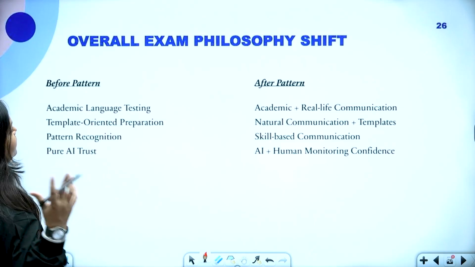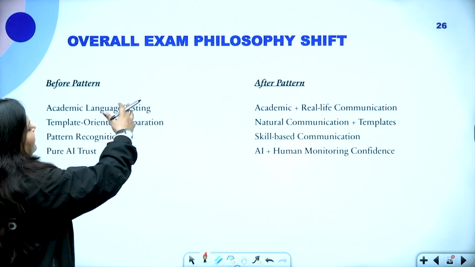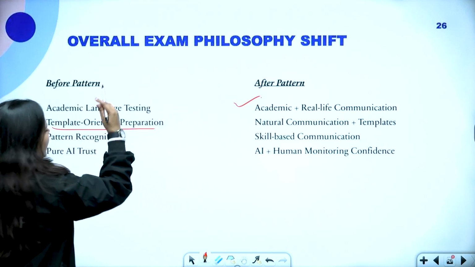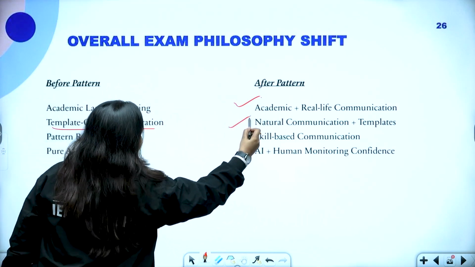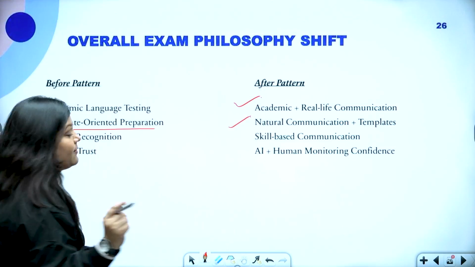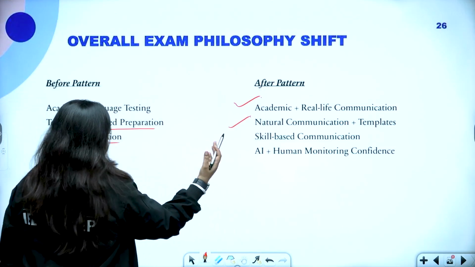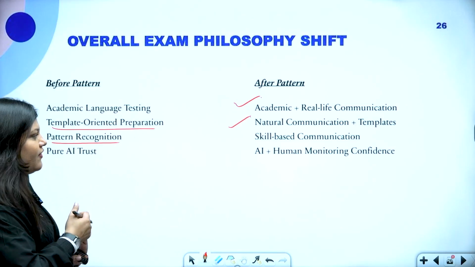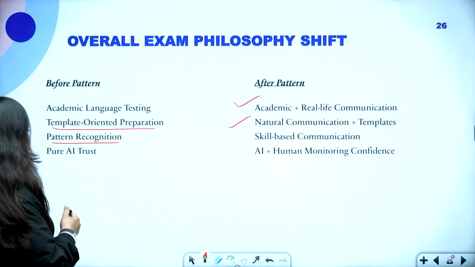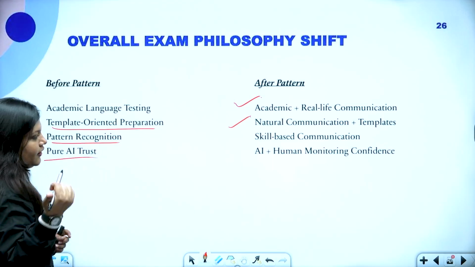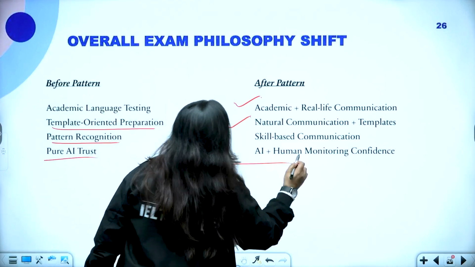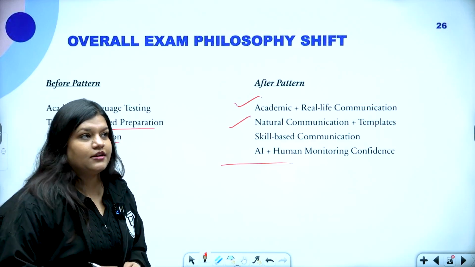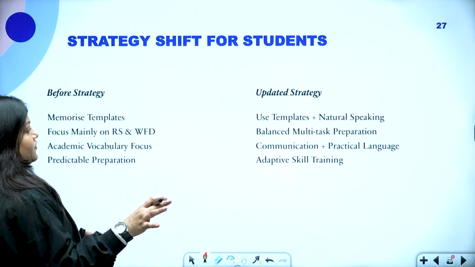Overall, the exam philosophy has been shifted from academic language testing to academic real life communication. Earlier, it was very much template oriented, but now it is very much natural communication. Earlier, the pattern recognition was very much familiar, but now it is very much skill based communication. Pure AI trust was there earlier, but now we've got AI and human monitoring confidence at the same time in the recent update. So now let's understand the strategy shift for students.